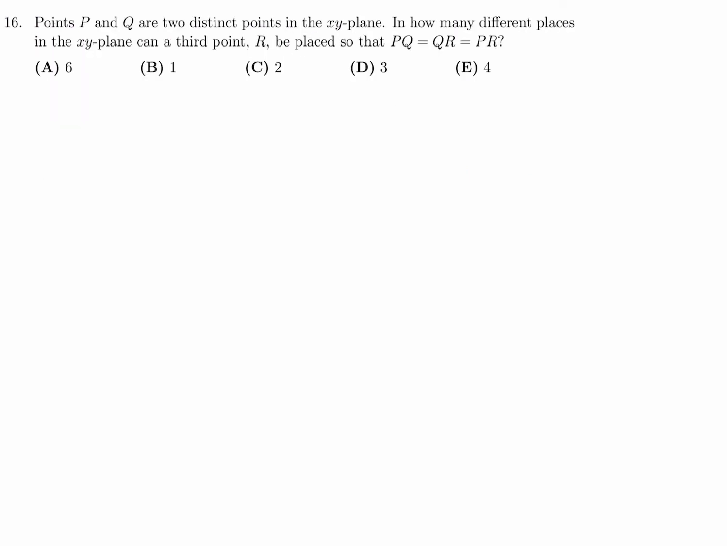Points P and Q are 2 distinct points in the xy plane. In how many different places in the xy plane can a third point R be placed so that PQ equals QR equals PR?